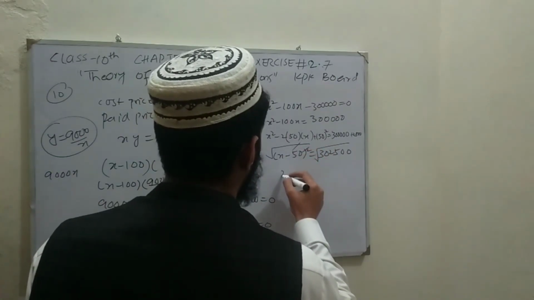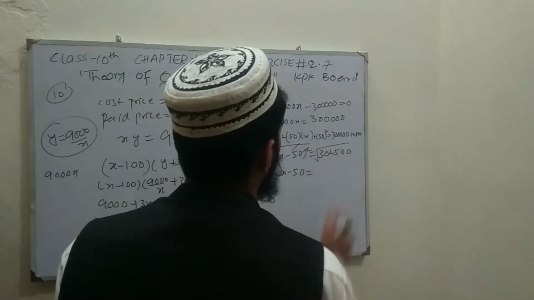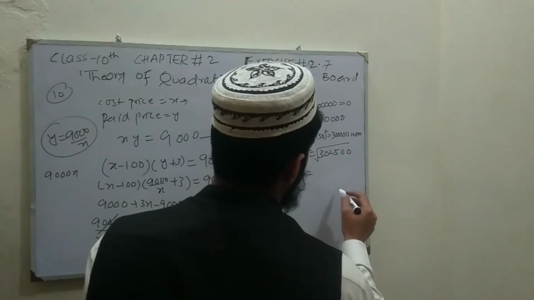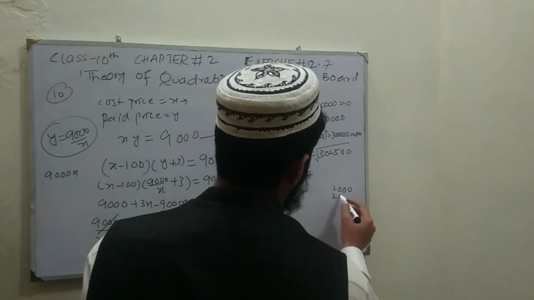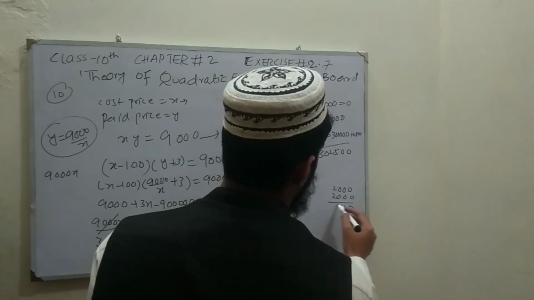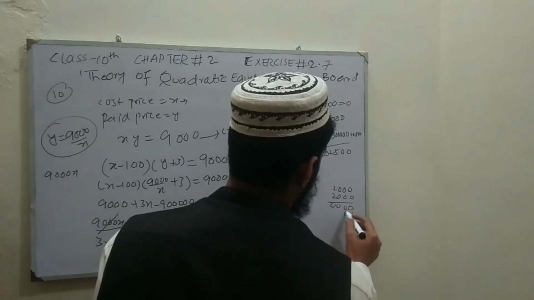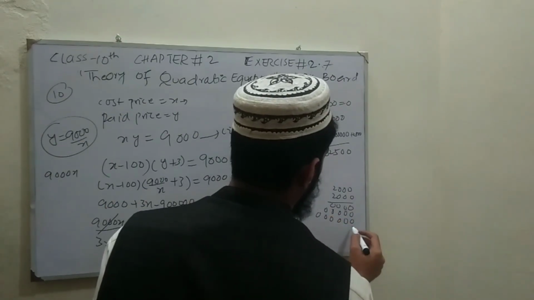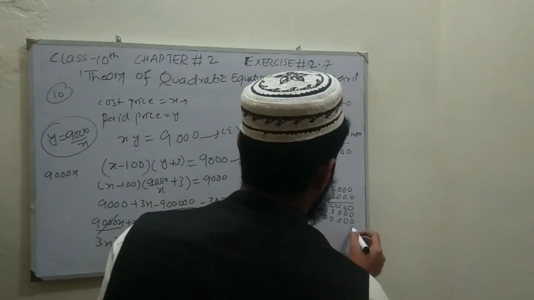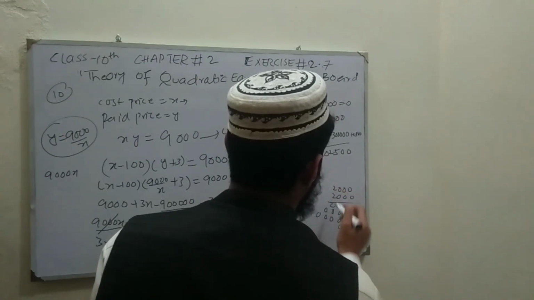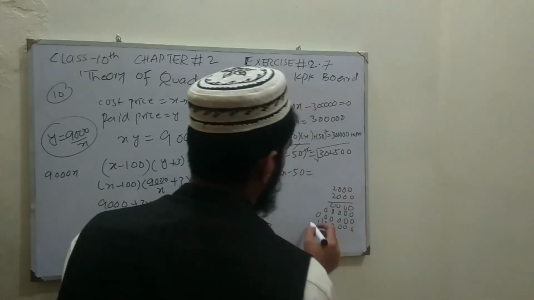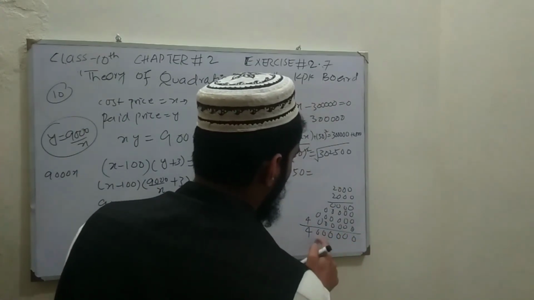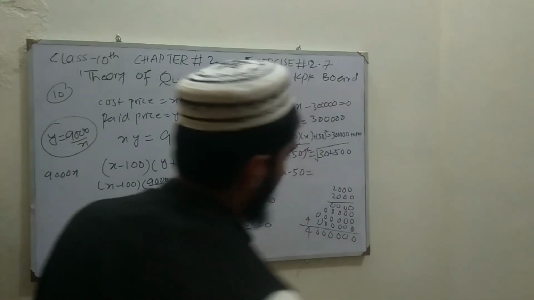The square will cancel out with the square root, so x minus 50 will be equal to, now we are considering the values. Let's suppose we multiply 2,000 with 2,000, so it becomes a very long value.